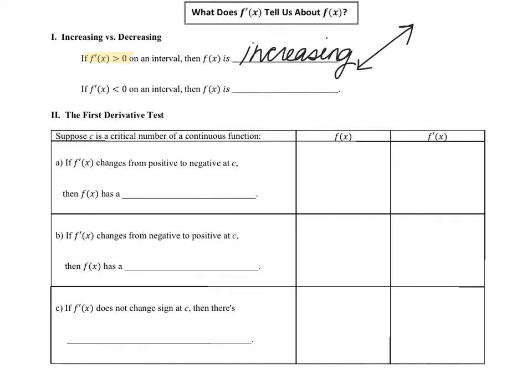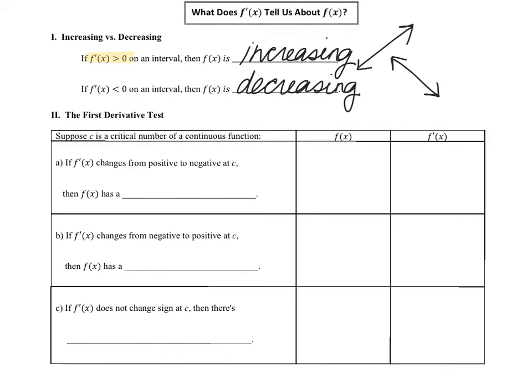Whereas if the first derivative is less than 0, that means the slope is negative. So that would be, for example, a line like so. This has a negative slope. So this tells me that the function is decreasing. The y values are getting smaller. So the first derivative is going to tell us whether the original function is increasing or decreasing.